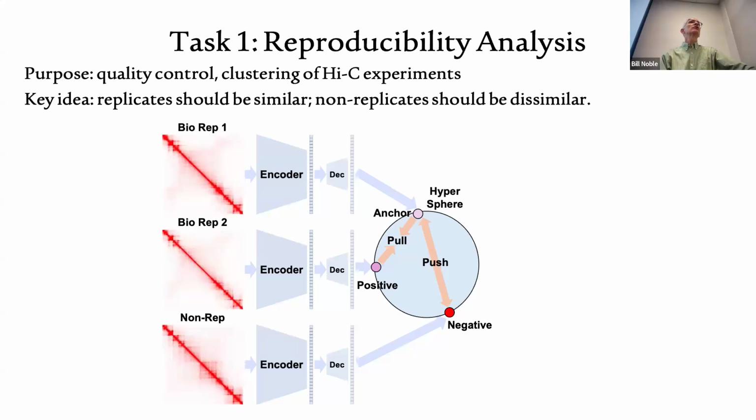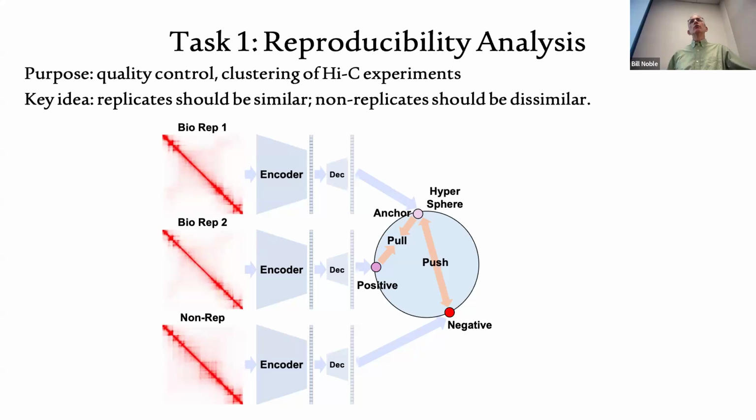Here the question is, I've got two replicate experiments. Did I get a good enough replication of my experiment that I can treat them as if they're a single experiment? Or maybe more importantly, I've got a bunch of related cell types. I've done Hi-C on each, and I want to know what's the relationship among those. Which of these experiments are more similar to the others? There's actually a literature, there's 6 or 7 different methods that have been proposed for computing similarities between Hi-C matrices.